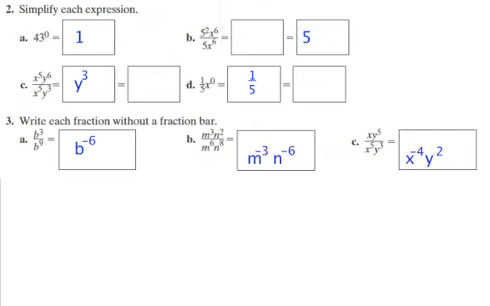Number 3A is b to the negative 6. Example B is m to the negative 3rd, n to the negative 6th. And C is x to the negative 4th, y to the 2nd. If you have a question about any of those, mark it and ask about it in class tomorrow.